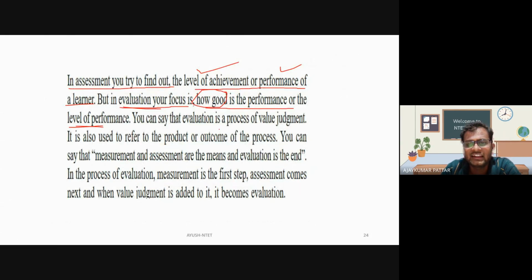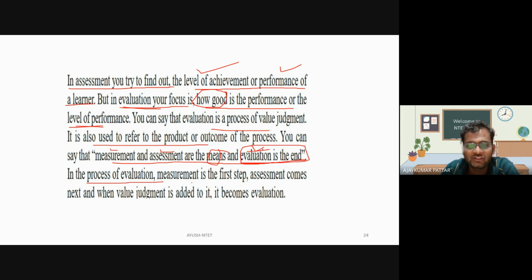You can say that evaluation is a process of value judgment. It is also used to refer to the product or outcome of the process. You can say that measurement and assessment are the means of evaluation, and the evaluation is the end. The process will end with the evaluation. But to make the evaluation, measurement and assessment are the means for the evaluation.